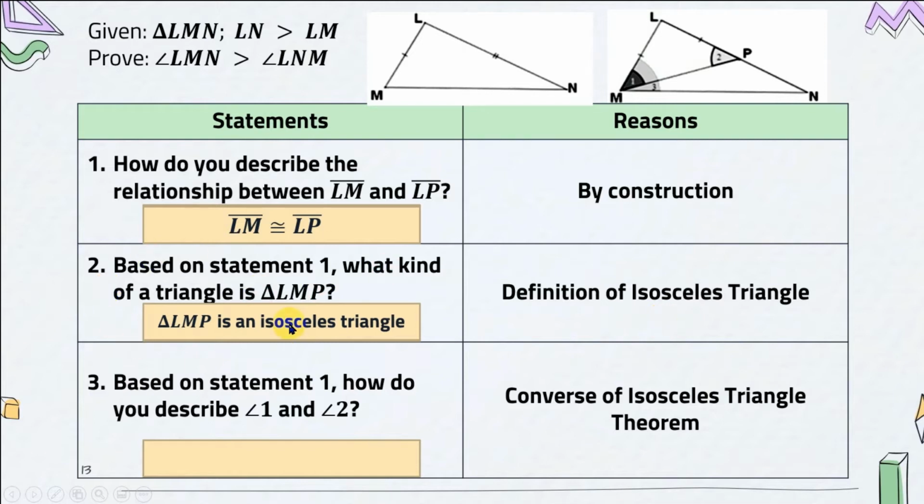Then, based on statement 1, how do you describe angle 1 and 2? So, dahil meron nga tayong two sides that are congruent, that means the angles opposite those two sides are also congruent. And they are named as angle 1 and angle 2. So, angle 1 is congruent to angle 2 by converse of isosceles triangle theorem, that the base angles of an isosceles triangle are congruent.